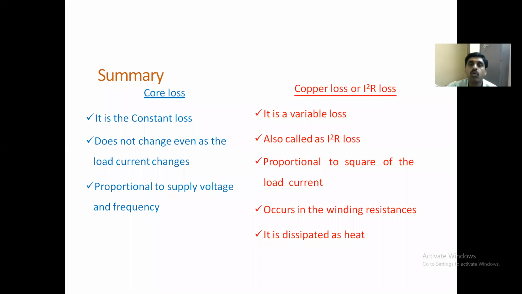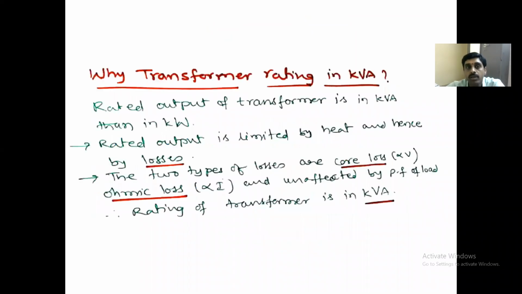So, in summary, if you see core loss and copper loss, core loss is a constant loss. Core loss does not change with the load, and is proportional to supply voltage and frequency. You have already seen the relation, the PH-PE relation. So copper loss is a variable loss called I square R loss, proportional to the square of the load current, and it varies with current, occurs in the winding resistances, and is dissipated as heat. So this is the simple comparison between these two losses.